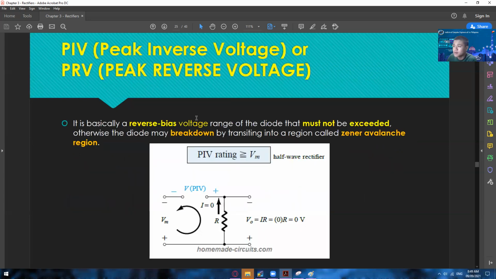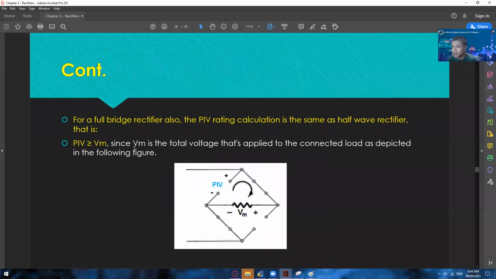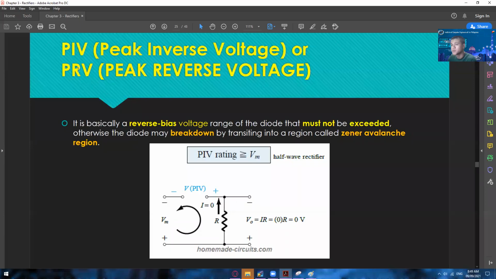So let's talk about a real example. I mentioned a while ago that we're going to have an example. Anyway, let's talk about PIV and PRV first, before the examples on the next slide. PIV and PRV are just the same, with different terminologies. PIV stands for peak inverse voltage, and PRV is the peak reverse voltage. In other words, it is a voltage at a reverse bias connection.